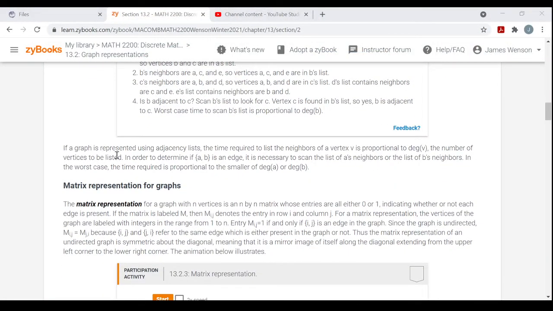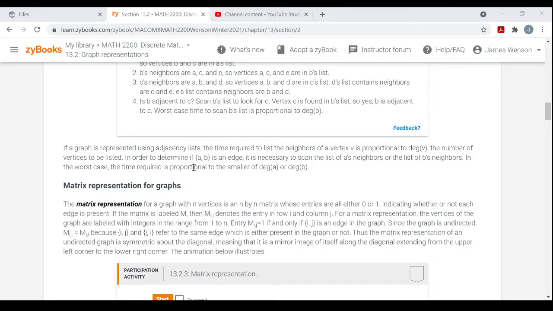Now, if a graph is represented using adjacency lists, the time required to list the neighbors of a vertex V is proportional to the degree of V. So the larger the degree, the longer the time it would take. In order to determine if AB is an edge, it is necessary to scan the list of A's neighbors or the list of B's neighbors. Instead of looking at all the edges, you just look at the neighbors for one particular vertex.